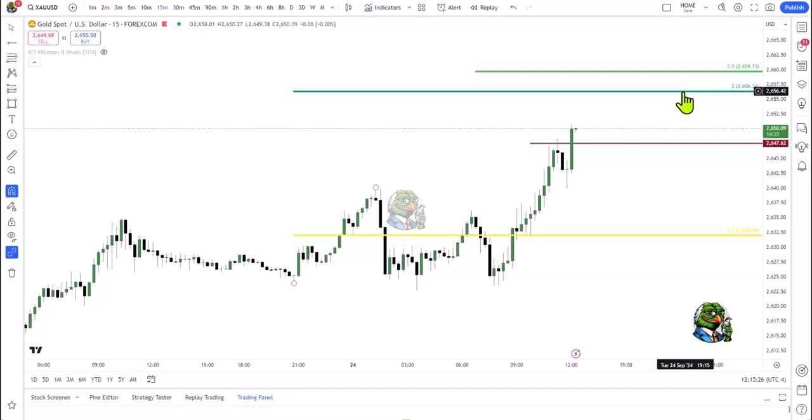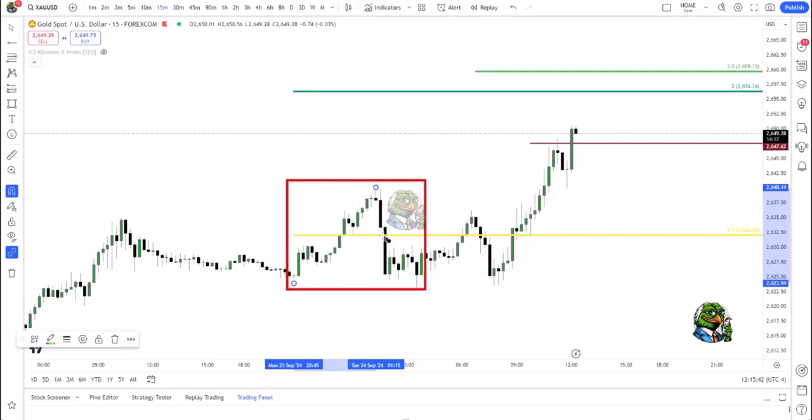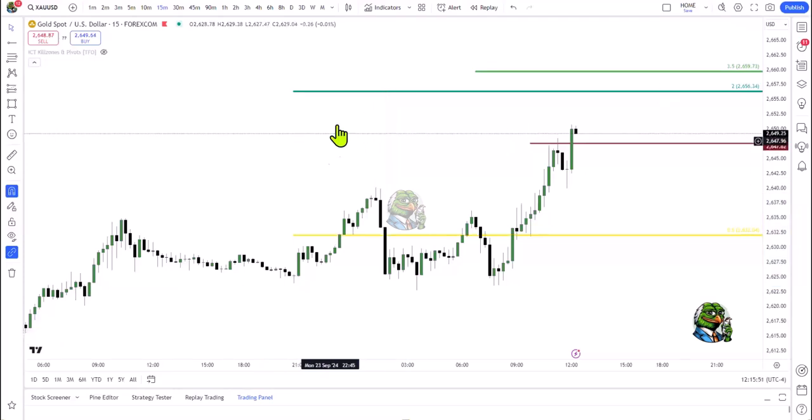Now what I've done to get the target is I've just taken this range, which is basically this rectangle. Let me see if I can draw that. We're basically in a rectangle here, right? And I've just taken that and projected it up by the same amount, which gets me to that target. It's a range expansion. Pretty basic way of establishing a target.